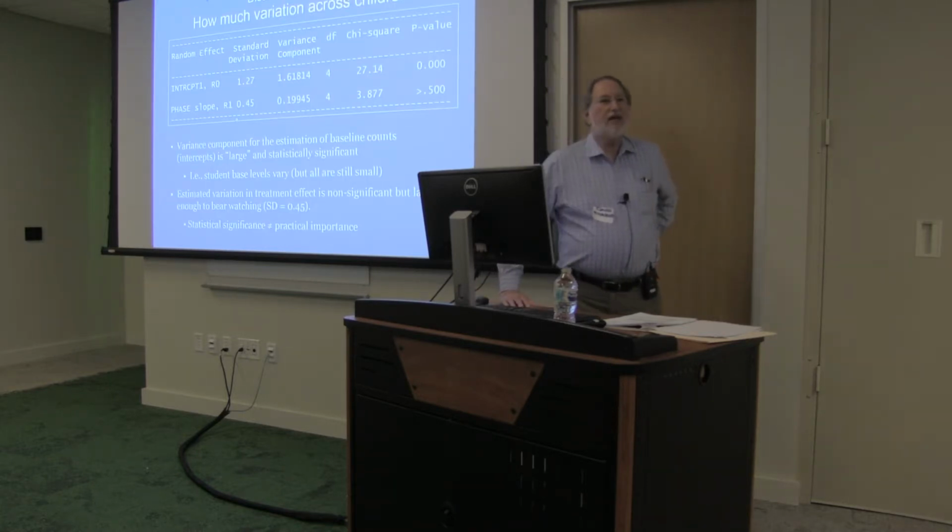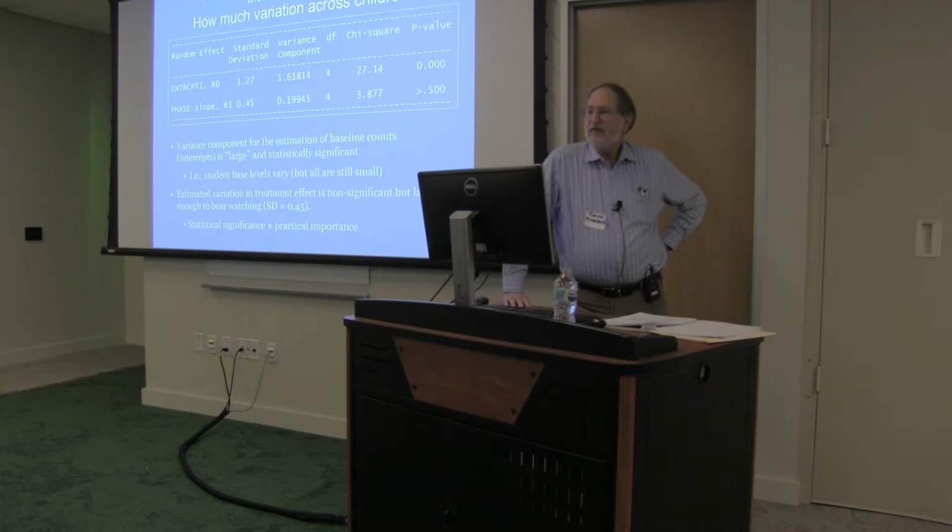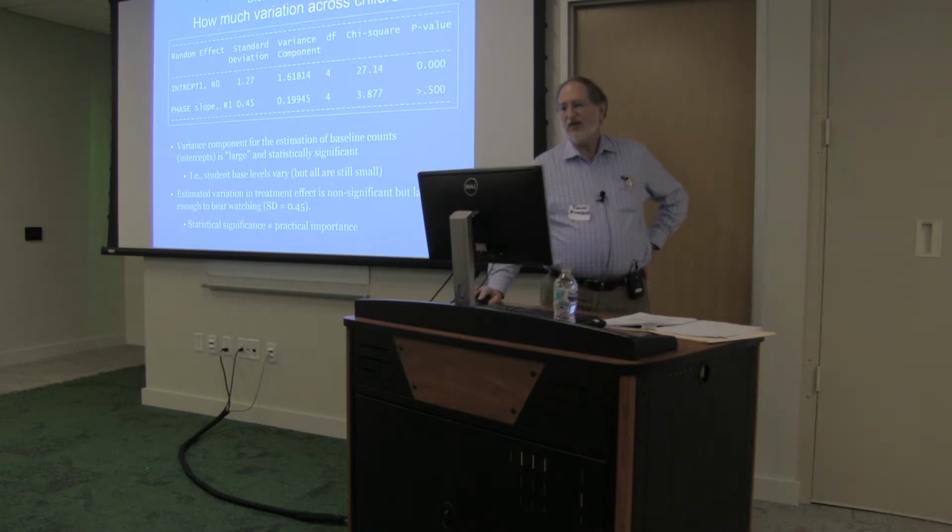Then one thing we didn't look at in the previous study was variation across people. So is there much variation across people? We can express that in terms of a standard deviation. Well, the first one says there's a lot of variation across the kids in the intercept. We don't care so much about that. What we care about is the treatment effect. Was there much variation? It's non-significant, it turns out.